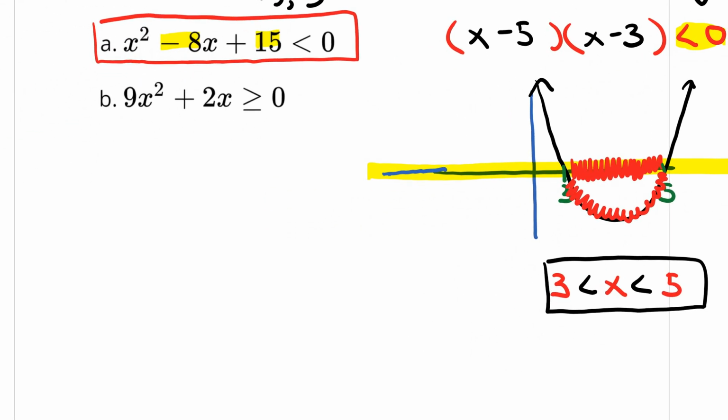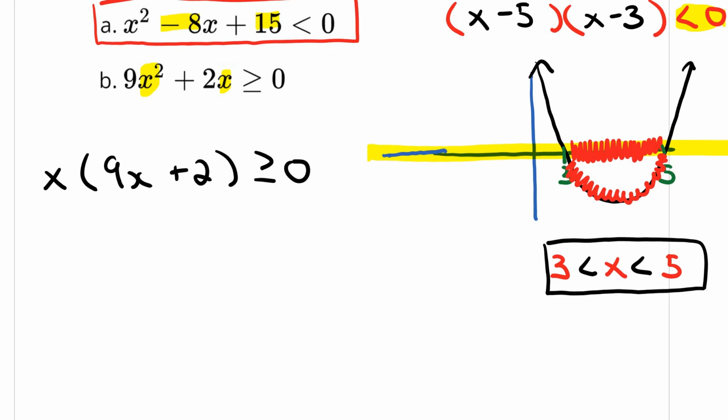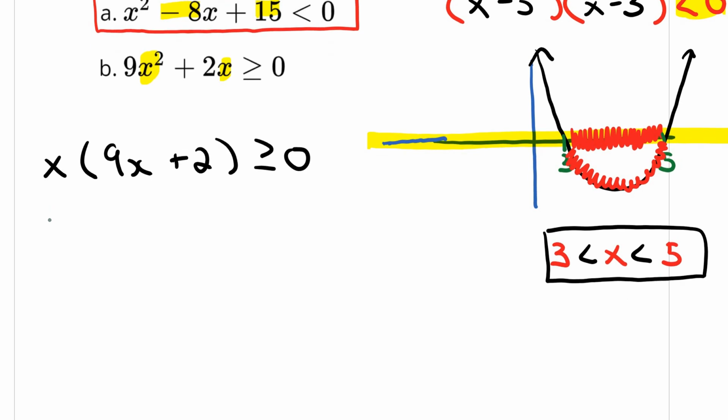Moving on to letter B, I see a 9 and a 2, so when I'm looking at this by inspection, I see both of them have x's. Let's just factor out the x. If I do that, I get x times 9x plus 2 greater or equal to 0. Just by looking at this, the roots are at x equals 0, and if I set the other factor equal to 0, I get negative 2 over 9.